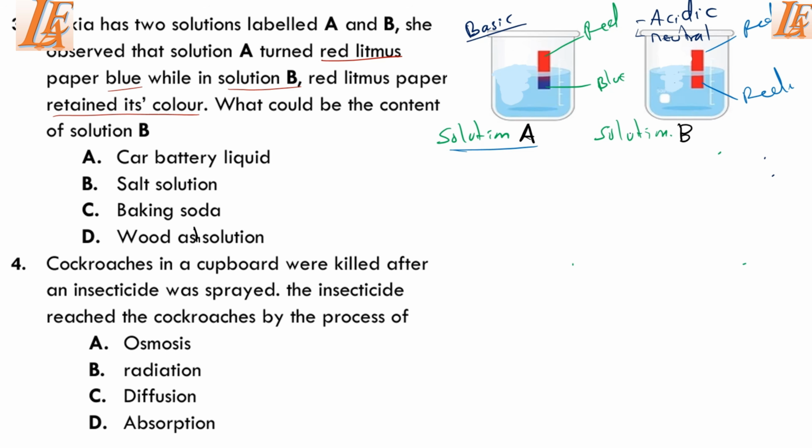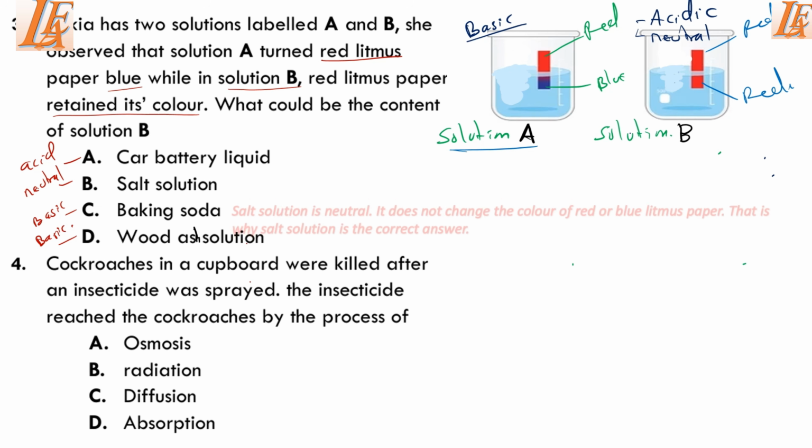Now let's look at the options that we have been given. A, we have a car battery. This one is acidic, so solution B can be A. B, we have salt solution. This is neutral, so solution B can also be a salt solution. Then C is a baking soda. This is basic. And then D, wood ash solution. This is also basic. So in this case, we have 2 possible answers for solution B.